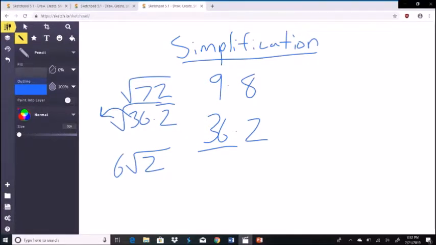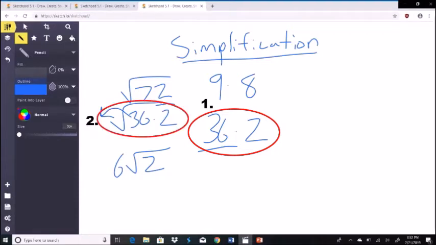Simplification is also as easy as 1, 2, 3. 1, you find factors of the number under the radical, and one of the factors has to be a perfect square. 2, you put those factors under the radical, and 3, you take the perfect square out of the radical by finding the square root of it.